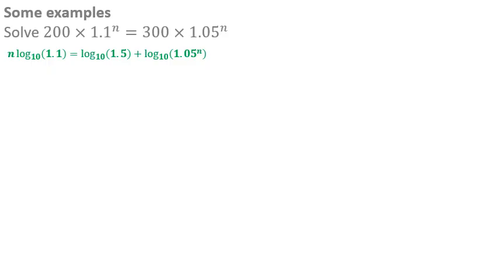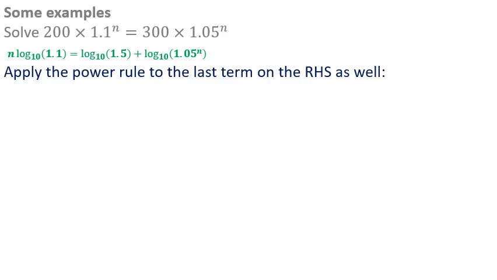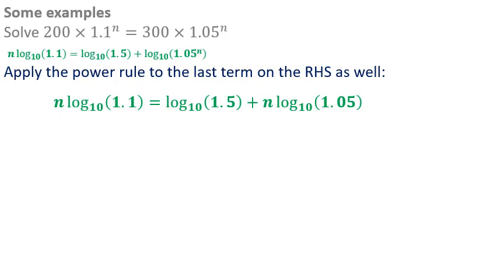This is the line we got to: n log of 1.1 equals log of 1.5 plus log of 1.05 to the n. And the next thing I'm going to do, as I said, is apply the power rule to that final term on the right.